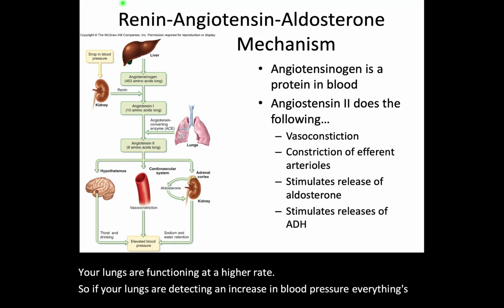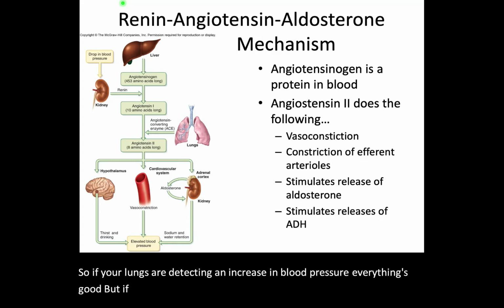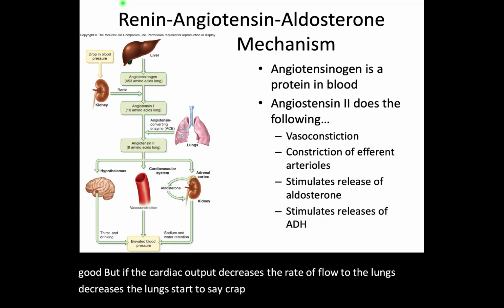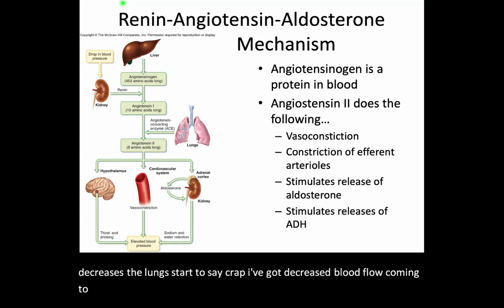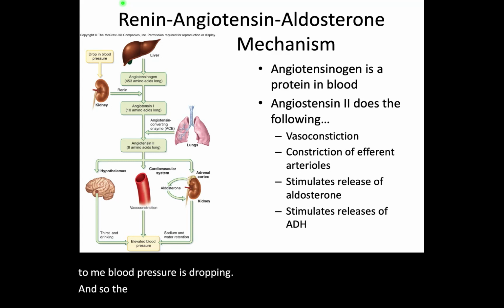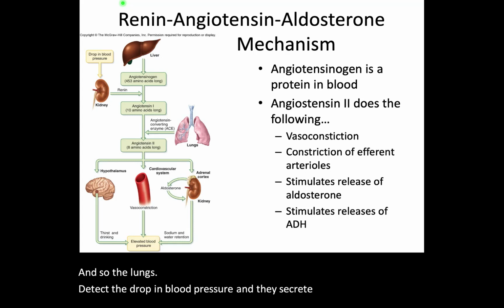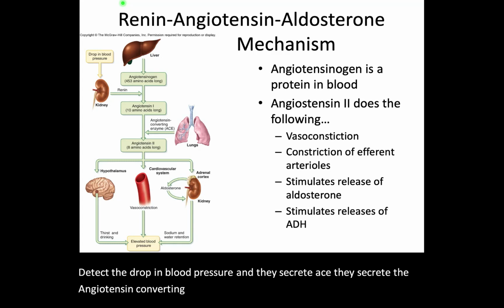But if the cardiac output decreases, the rate of flow to the lungs decreases, the lungs start to say, crap, I've got decreased blood flow coming to me, blood pressure's dropping. And so the lungs detect the drop in blood pressure, and they secrete ACE. They secrete the angiotensin converting enzyme, which cleaves angiotensin 1.